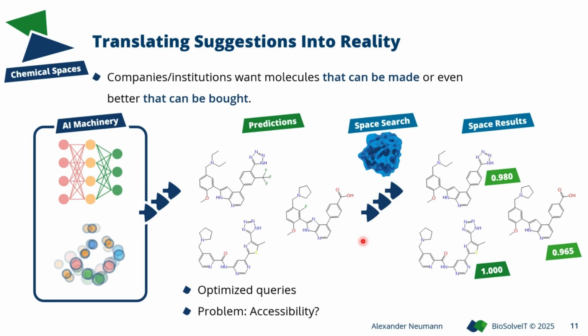So where do chemical spaces take part in the whole AI workflow discussion? So you have your AI machinery. And in quite a lot of cases, those AI machineries are there to predict better compounds, right? They are fed with data, they provide you with predictions.